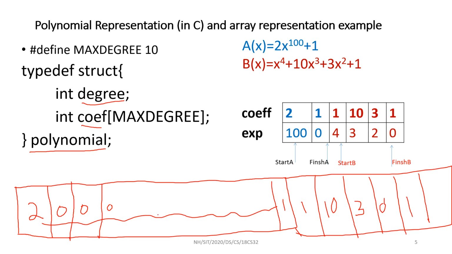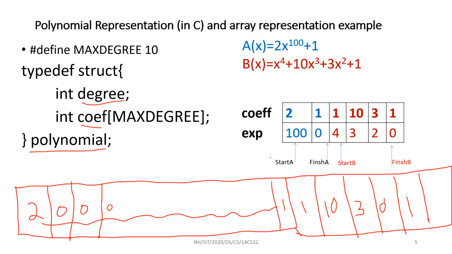In this method, there is a wastage. These many locations are simply wasted. So it is not worth following this representation. Then, do you have any other methods?